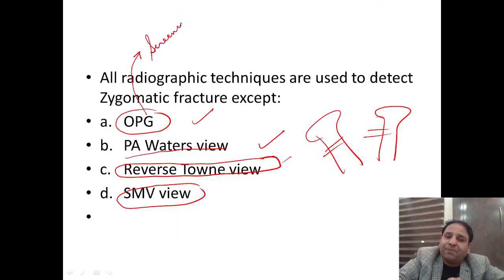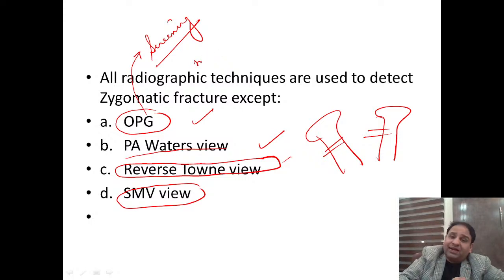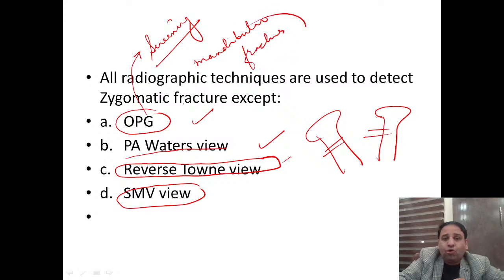OPG is one of the best screening views for many fractures: condylar fractures, neck fracture, ramus fracture, symphysial fractures, parasymphysial fractures. They are best seen in OPG, right? And I will say that mandibular fractures are best seen in OPG.